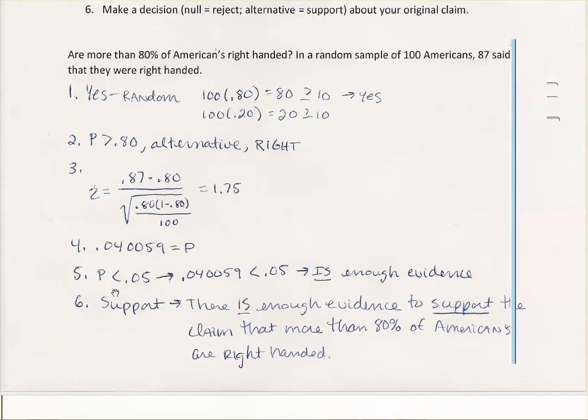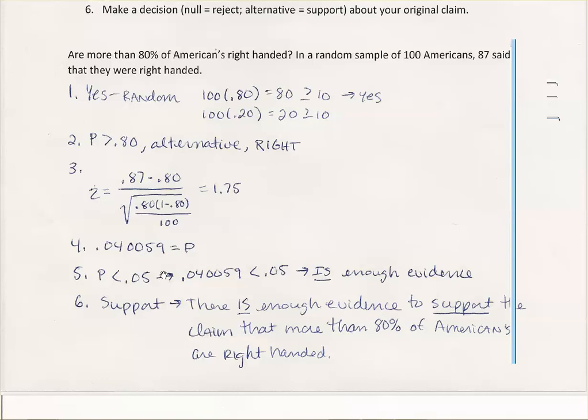We then ask, so our step 5 to decide, is p less than 0.05? So is 0.040059 less than 0.05? Yes, it is. So there is enough evidence. There you go. But in step 6, you remember step 6?